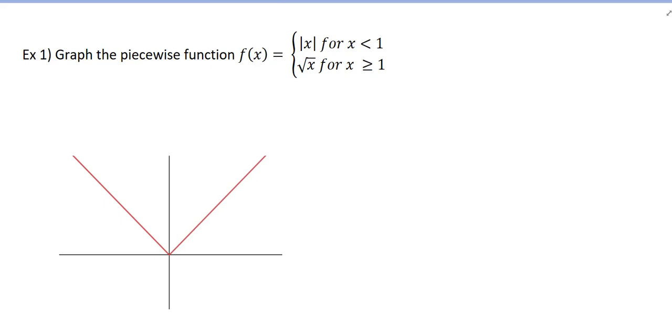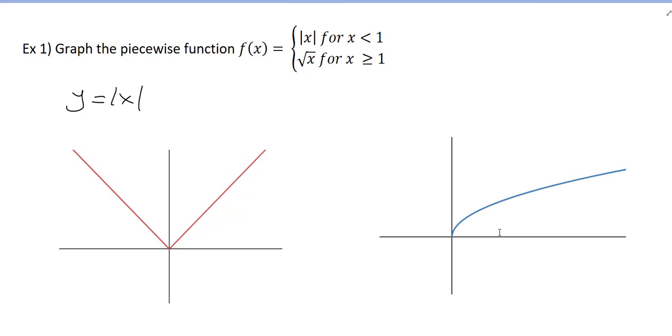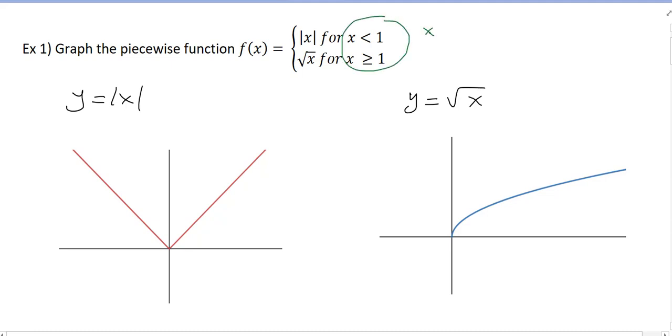So here we have y equals just the absolute value of x. And so we have the V shape. What about the square root of x? What does that look like? And I have the square root of x over here. And so we notice that the split point, right, I call this over here, x equals 1 is our split point.